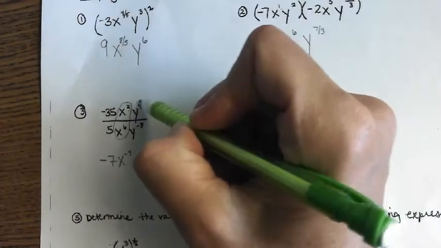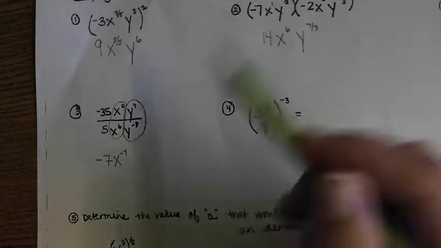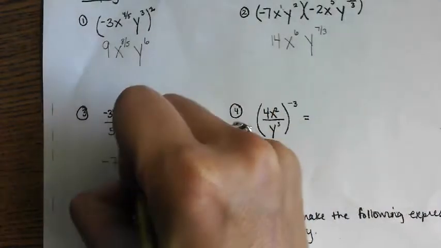And then on the y terms, same thing. Top minus the bottom. You have to be careful here because the double negative is going to come up. A 4 minus a -8 is going to turn into 4 plus 8, which is 12. So y to the 12th.